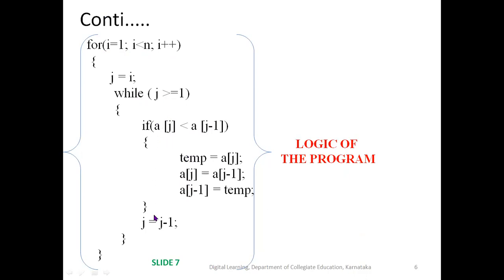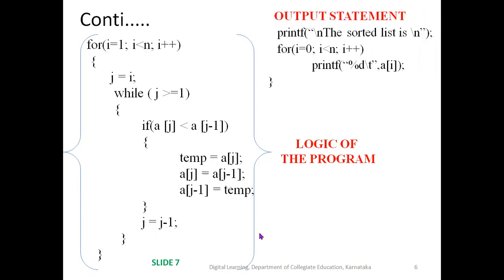After the if statement, we have j is equal to j minus 1. Now again, the while loop will continue if j is greater than or equal to 1. If it changes to 0, the control will come out of the while loop, and again I will be incremented by 1. The process will continue till I reaches the final value. The output statement is like this: printf, the sorted list is, for I is equal to 0 to I less than n, I plus plus, printf percentage d A of I.